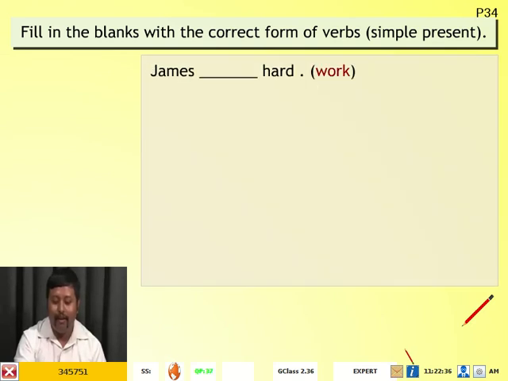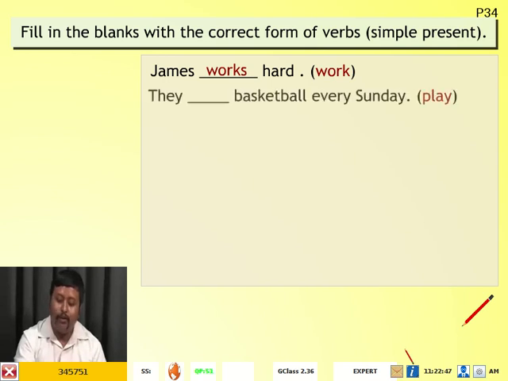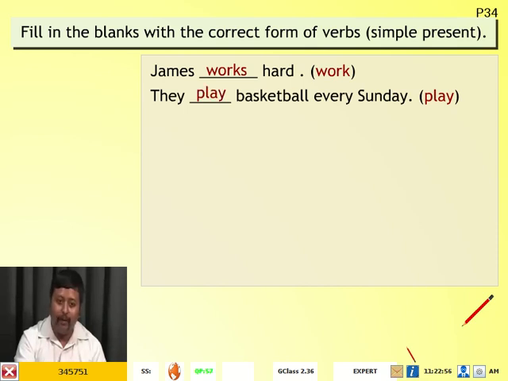Now, fill in the blanks with the correct form of verbs. Let's try and do it together. What would be the answer here? How will we write it? James is third person singular, right? So the word would be what? Works. Then the next one is they dash basketball every Sunday. What would be the word? It will remain play only.